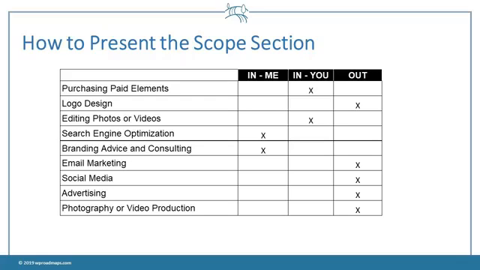And in this case, logo design is out of scope because they already have one. Editing photos and videos, they're going to have to do that. We're not going to do it. We could do it, but for this project, we're not. And then search engine optimization, branding, advice, and consulting, we're going to do. And then the last four, email, social media, advertising, photography, and video production, all of those are out of scope for this project.